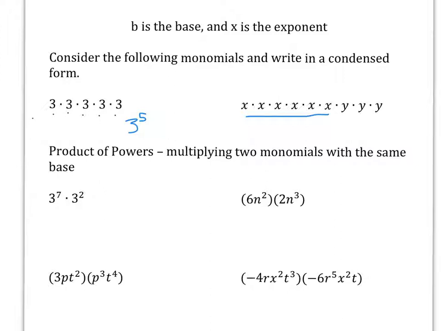In this second example, I see x's and y's. So I'm going to count the number of x's, 1, 2, 3, 4, 5, 6, and count the number of y's, 1, 2, 3. So I get x to the 6th, y to the 3rd. And I'm not allowed to put these together and say xy to the 9th because x and y are considered different bases. They're different variables, so I'm not allowed to put them together. Only exponents with the same base will I be allowed to combine, and we'll see that in a couple of examples. The product of powers.